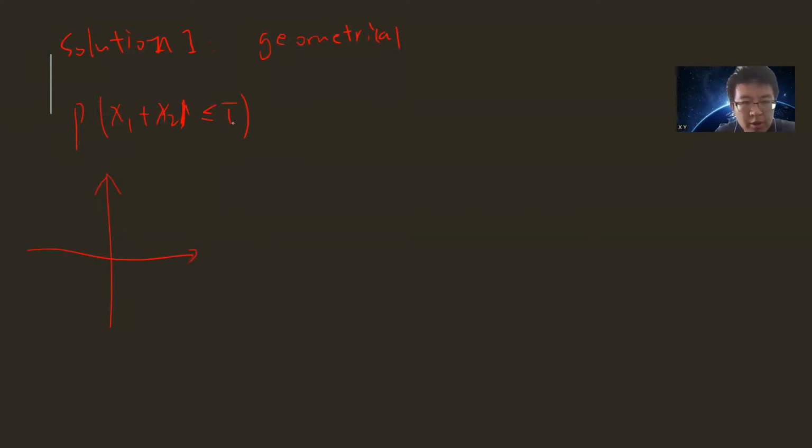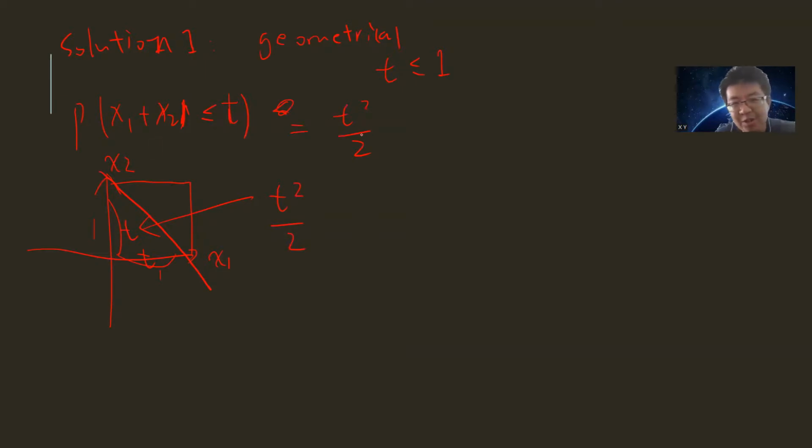Let's say x1 plus x2 is less than t, and suppose t is less than 1. So this is x1, x2, each from 0 to 1, and the region is x1 plus x2 less than or equal to t. So it's this triangle here, and this is t, this is t. So this area is just t squared divided by 2. It's very simple, right? So the answer is t squared divided by 2.